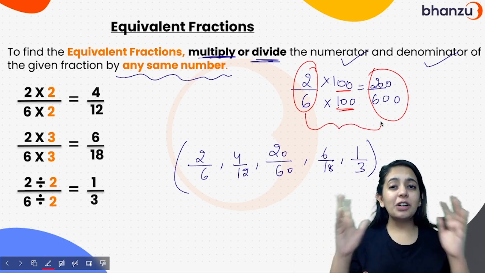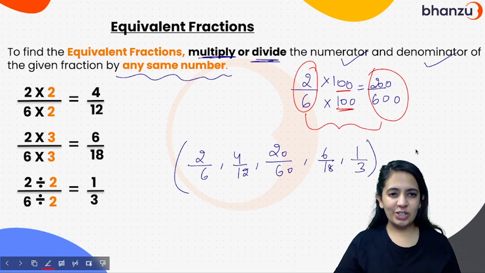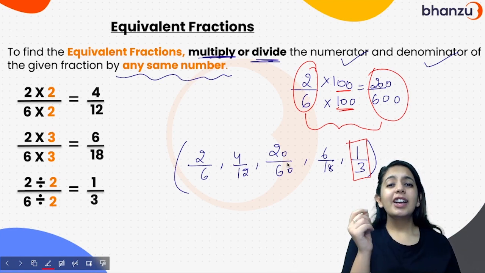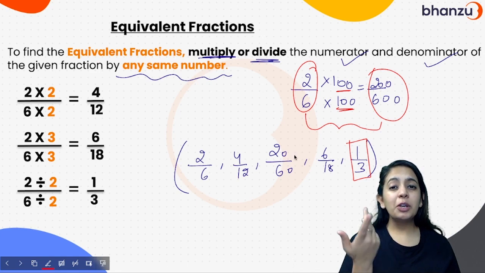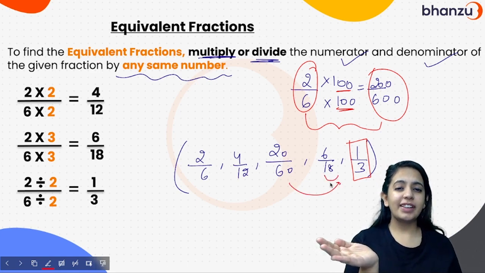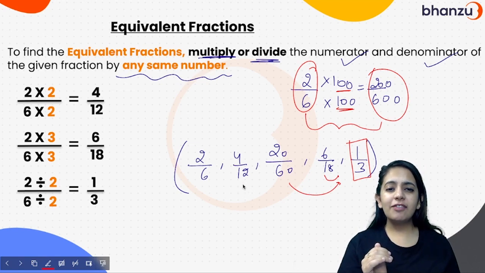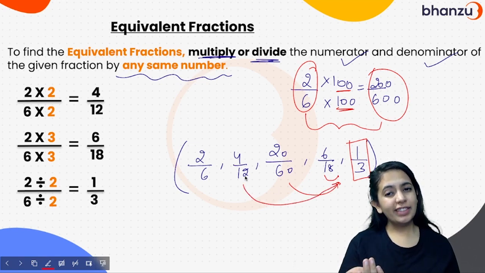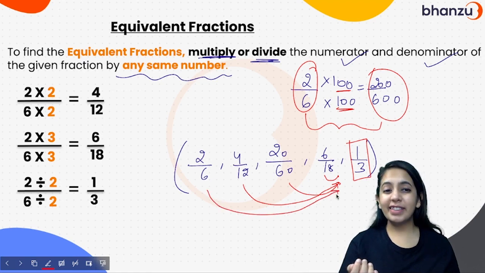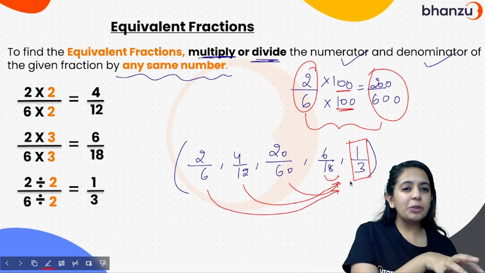Now, if you observe in this bunch of equivalent fractions, you cannot divide 1/3 more further. You can divide 6 and 18 by 6. You can divide 20/60 by 20 in the numerator and denominator. You will still get 1/3. You can divide 4/12 by 4 each. You will get 1/3. You can divide 2/6 by 2. You will get 1/3. So in every way, you can come to 1/3.